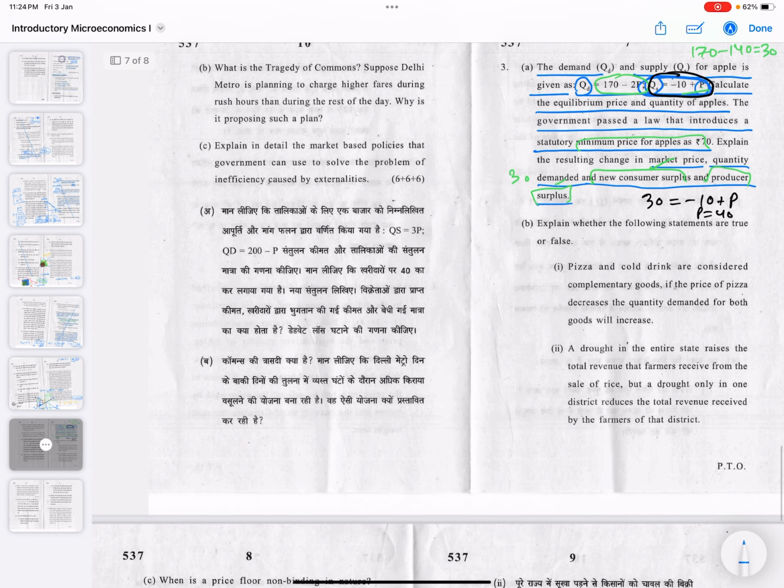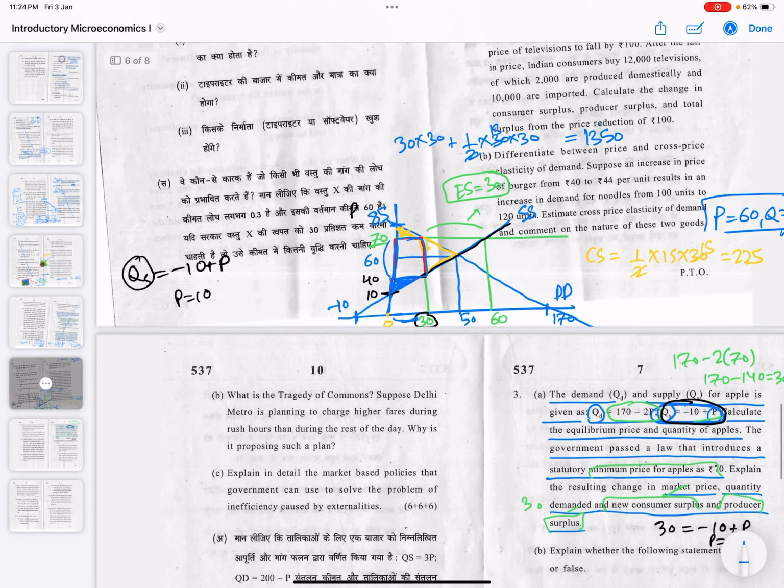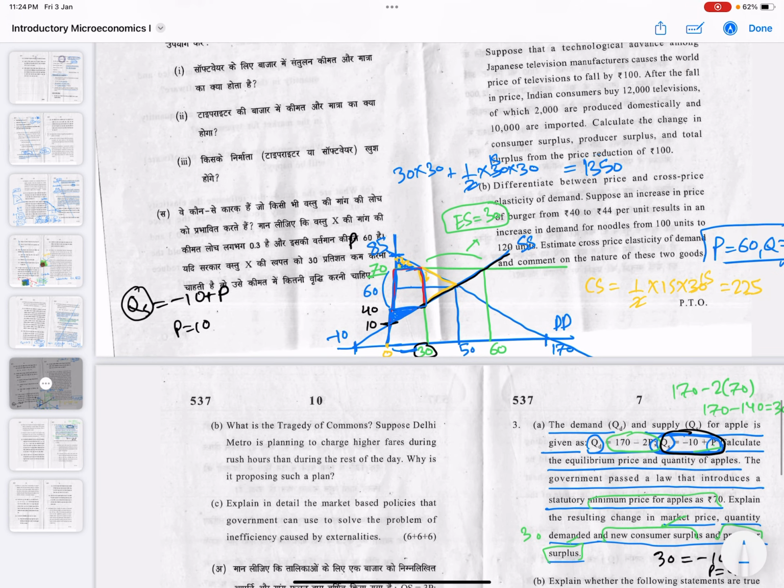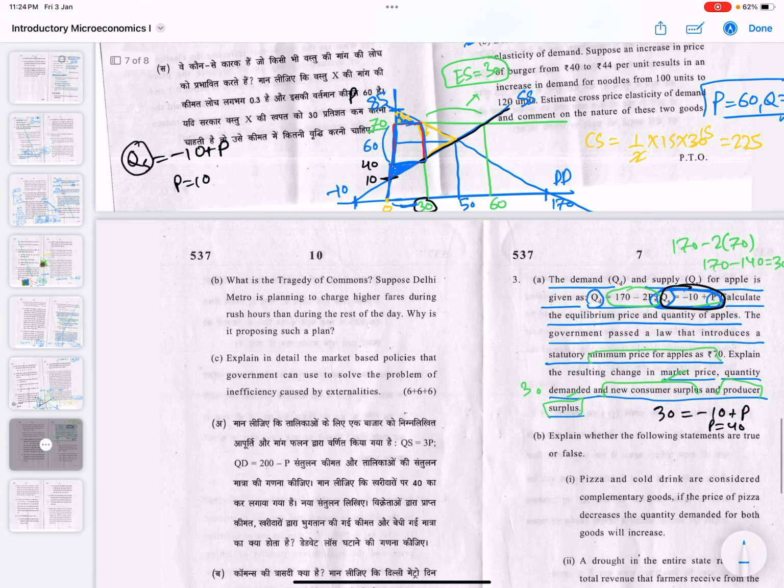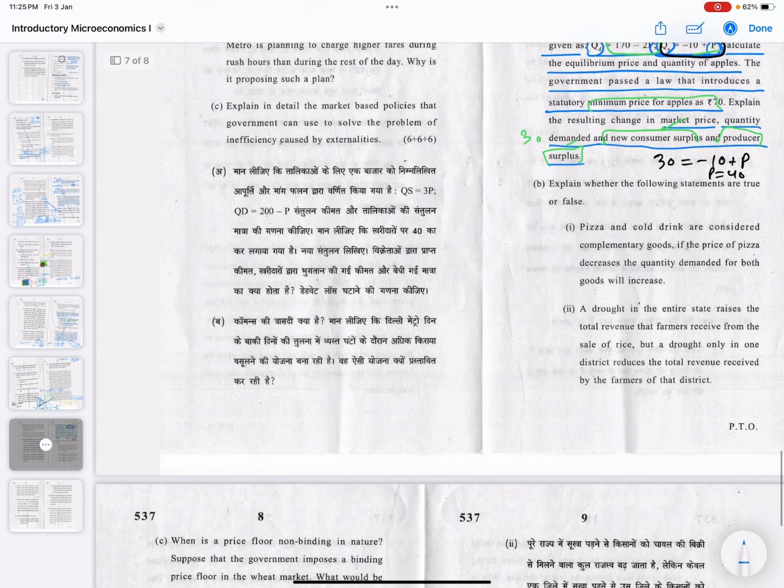Now since the price has increased, it is expected the consumer surplus would fall and the producer surplus would rise. Okay, you are not supposed to compare the initial and the new consumer surplus. Now coming to the B part, explain whether the following statements are true or false. Pizza and cold drink are considered complementary goods. So it is expected that they are complementary goods. If the price of pizza decreases, the quantity demanded for both goods will increase.